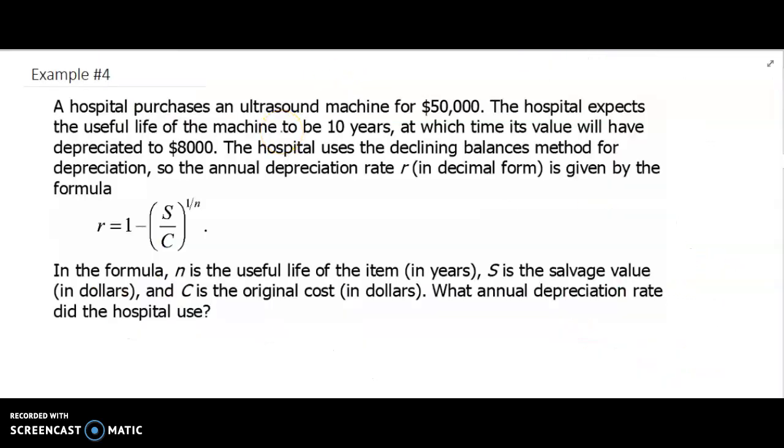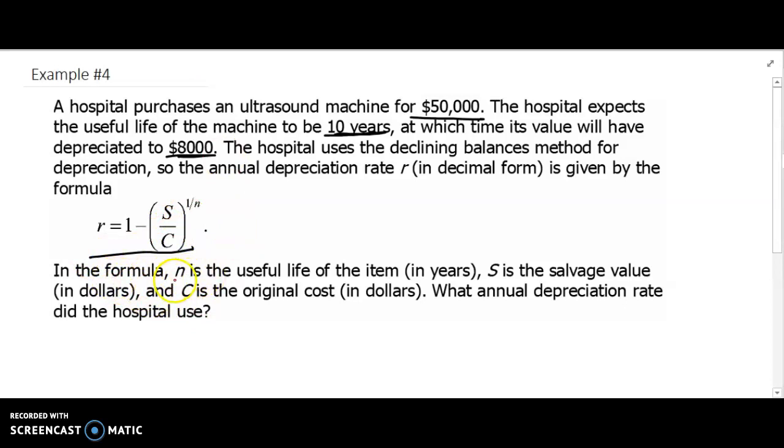All right, one last example. Let's look at example 4, and then we'll be done with 5.1. It says a hospital purchases an ultrasound machine for $50,000. The hospital expects the useful life of the machine to be 10 years, at which time its value will have depreciated to $8,000. The hospital uses the declining balances method for depreciation, so the annual depreciation rate, R, which is in decimal form, is given by the formula. Here's our formula.